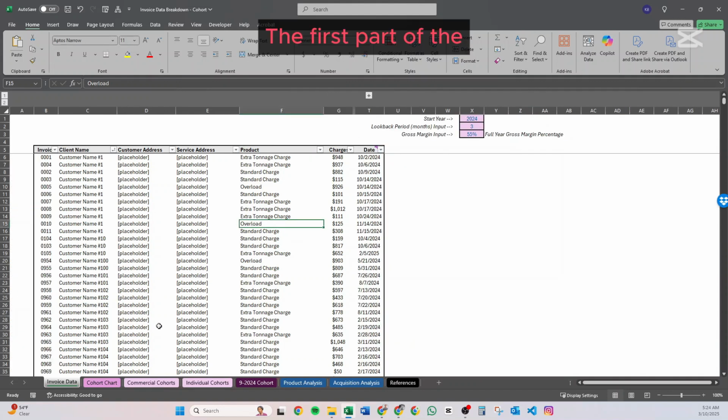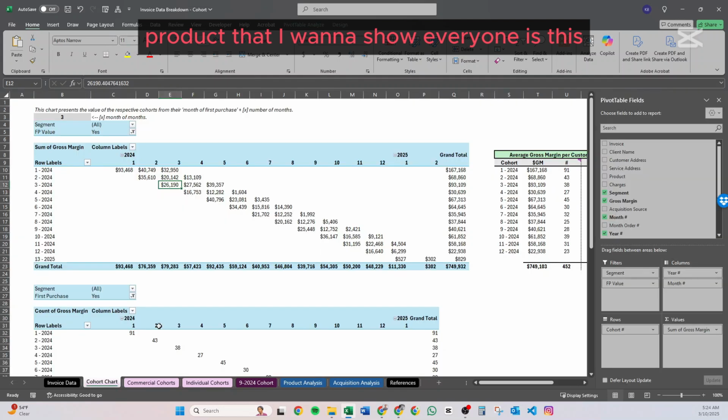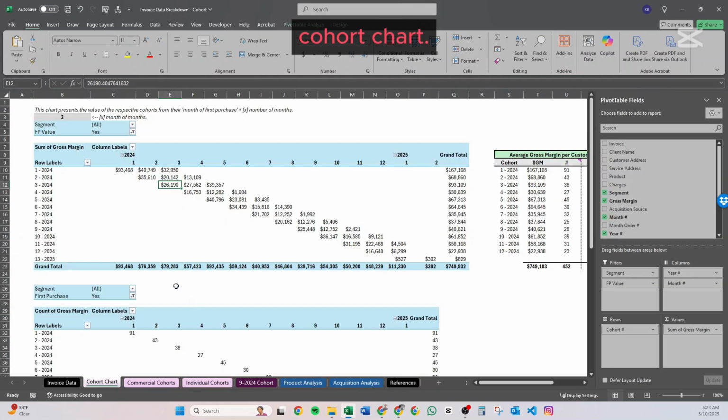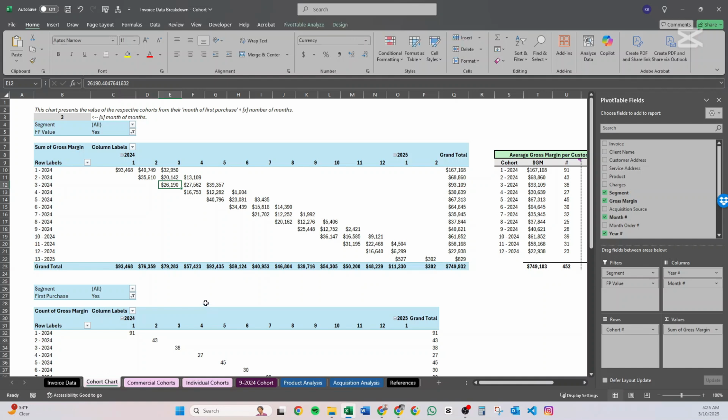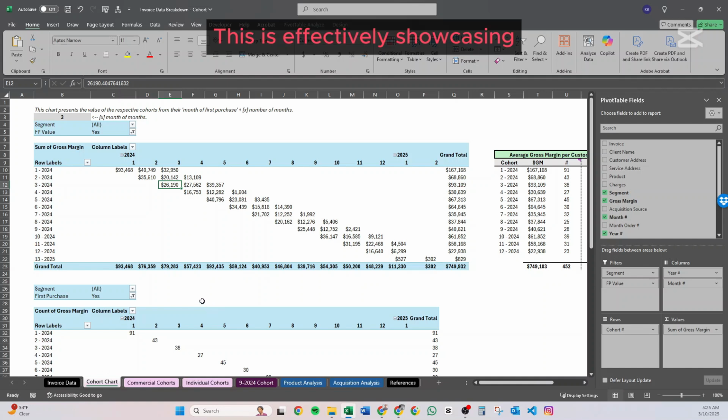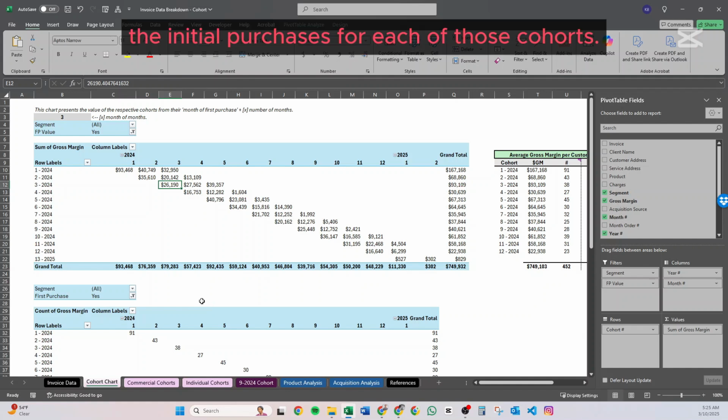The first part of the product that I want to show everyone is this cohort chart. Remember how I was saying that we identified the month of first purchase for all of our different customers? This is effectively showcasing the initial purchases for each of those cohorts.